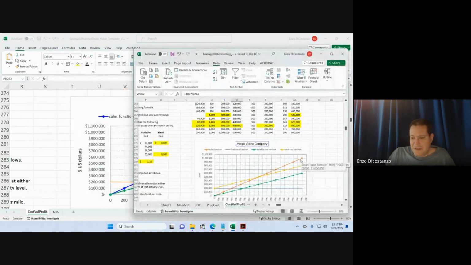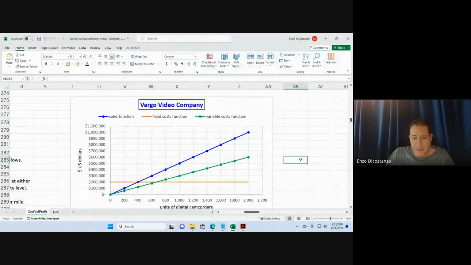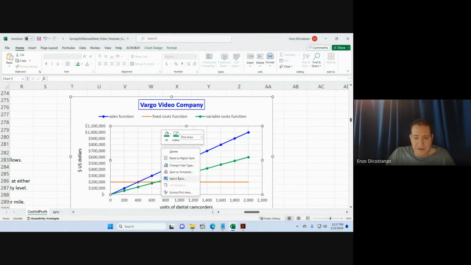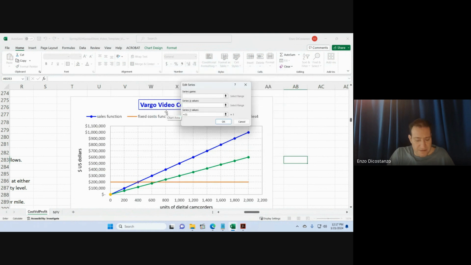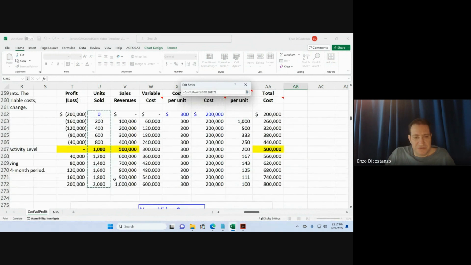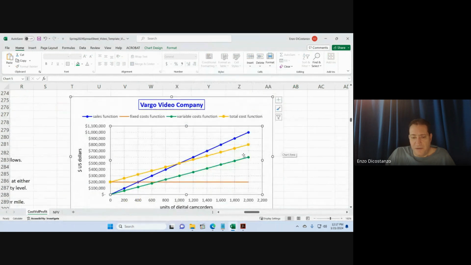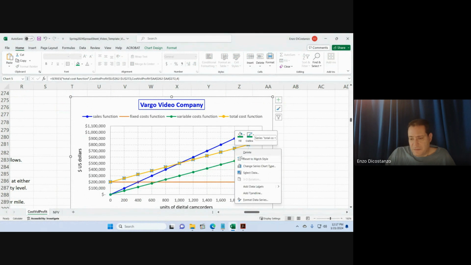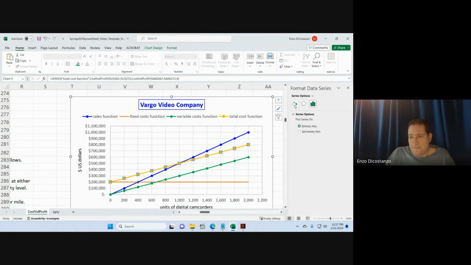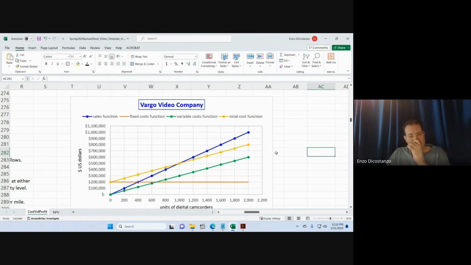And then what's left is the total cost function. Right click, select data, add total cost. Again, folks, go through all the steps with me as I do this. Units sold, total cost. And okay, and hit okay there. And this is built in. Okay. But there you go.